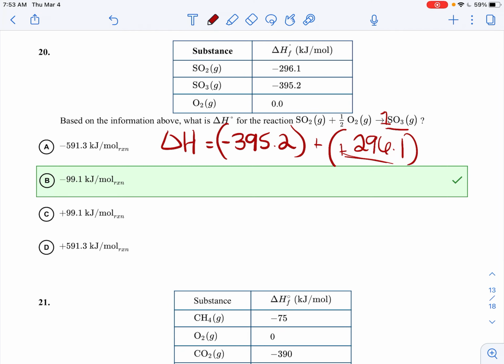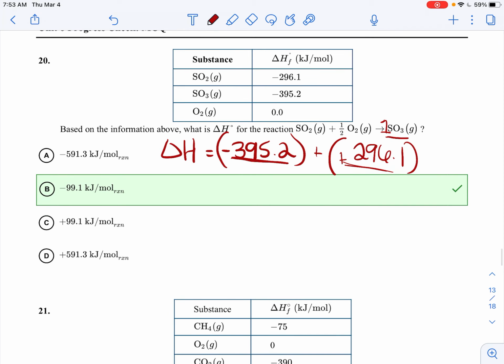And so that's going to take the difference of I have 395 coming out of the formation of SO3, but 296 going into it. And so I have to subtract 296 from that 395 to get my net energy. And so when we do that, that's going to be negative 99.1 kilojoules per mole.